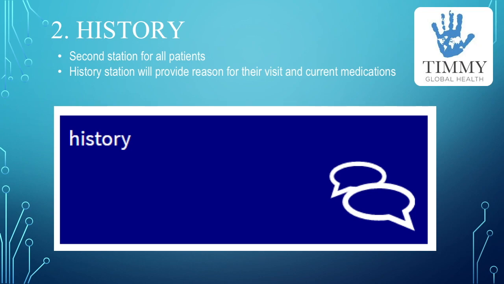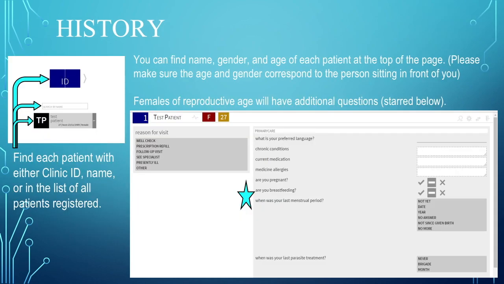After they finish that registration section, don't forget we're going to click on the top right corner where the exit door is to get back to our home page, and the patient's going to move to the second section, which is history. History Station will really dig into why they're there for their visit and also some of their basic medical history.